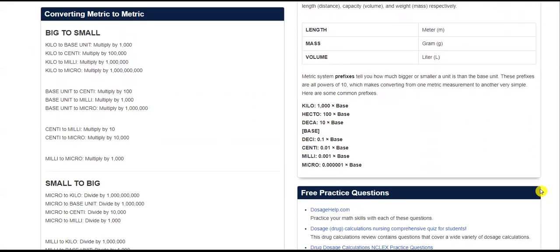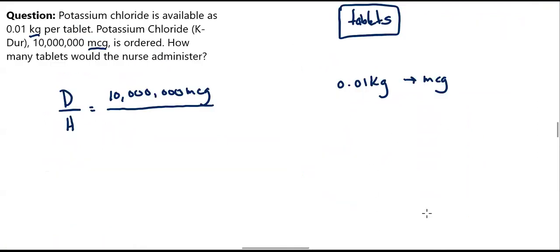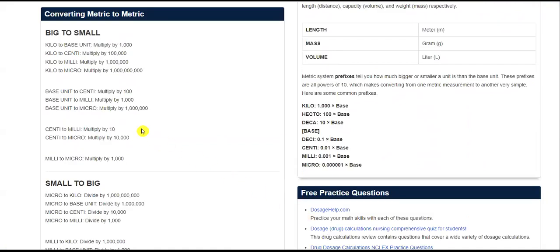to metric. Now, I already forgot what we're doing. We're converting kilogram to microgram, so kilo to micro is what we're converting. So to go from kilo to micro, we need to multiply by 1 billion. 1 and then 9 zeros. So let's do that.